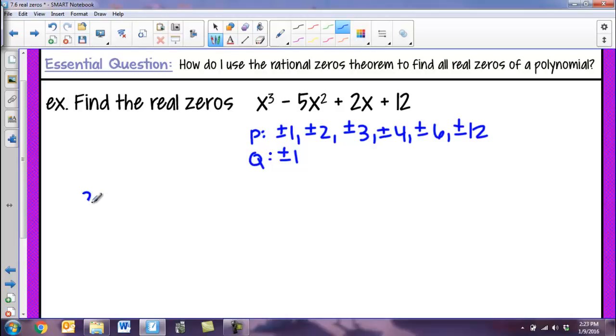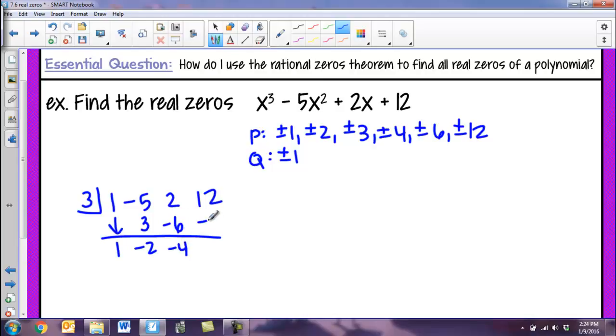But if I go ahead and I do synthetic division with 3, it's going to get me the rest of that polynomial. -6, -4, 0. And so good, I have a remainder of 0, and that would mean that my first factor would be x minus 3. Remember, we have to change the sign. And then we'd have 1x squared minus 2x minus 4.